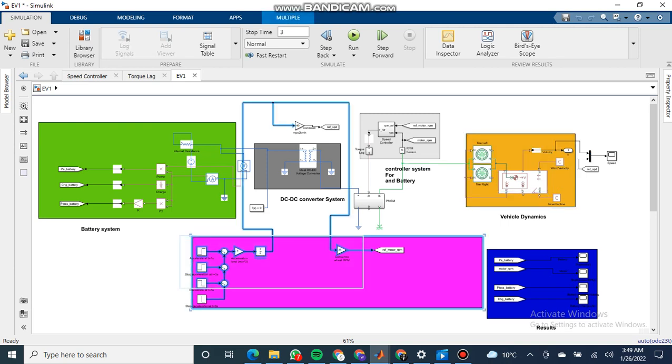So the vehicle dynamics will be about, okay, what is the suspension of our vehicle, how many tires we are using, what is the weight of the vehicle, what is the distance from the tires to the center of gravity, what is the resistance we are facing, what is the inertia. So all of the dynamics part would be coming here. And this is the battery.